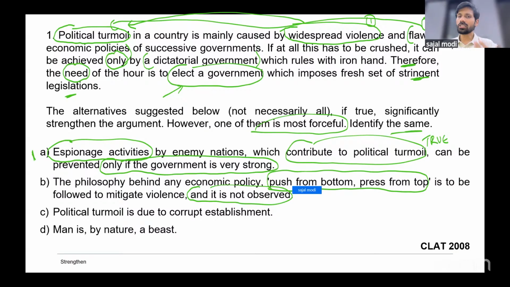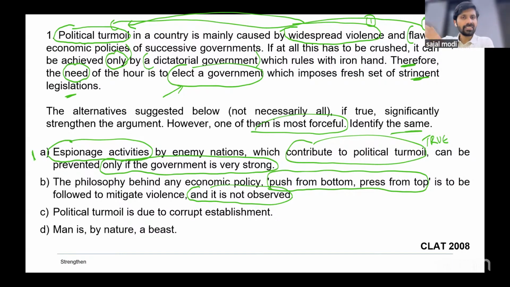Does it support the author's point that a strong government is necessary? Not really, because it does not link this philosophy, push from bottom, press from top, to a strong government. So it does not really tie into the conclusion around the necessity of a strong government. It does not really say that a strong government is necessary. For example, this is not being observed. Whatever this policy is, this is not being observed.